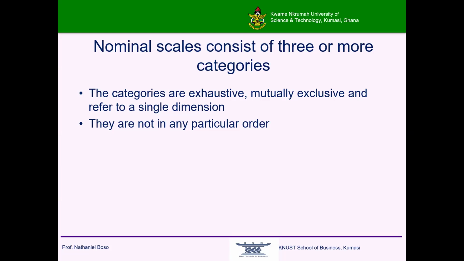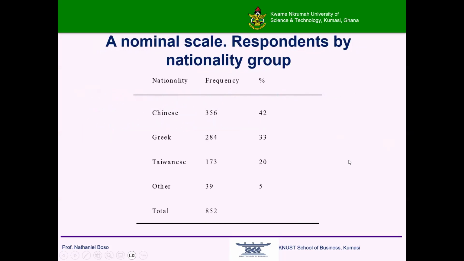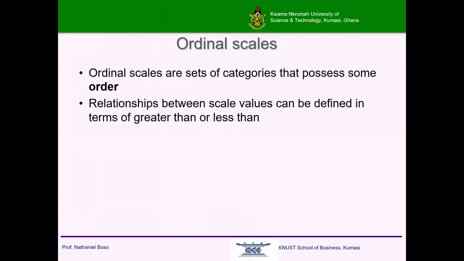And there is no particularity in terms of the order when it comes to a nominal scale. So an example is nationality. We only indicate the different nationalities and then we rank them. We use frequency to capture the number of times they appear in the study. Okay. Then we have ordinal.